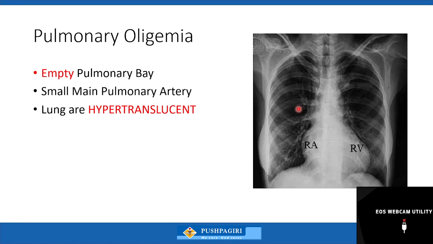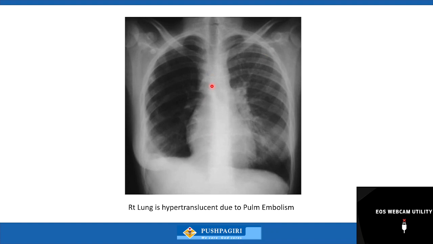So in this case, we can see that the right lung field is very hypertranslucent compared to the left. Why? Because this is a case of pulmonary embolism. So there is reduced blood flow to the right lung. The right pulmonary artery occlusion, reduced blood flow. So this is appearing more translucent. So that is the importance of pulmonary vascularity. From that lung, from more blackness itself, we can have a rough picture of pulmonary embolism.